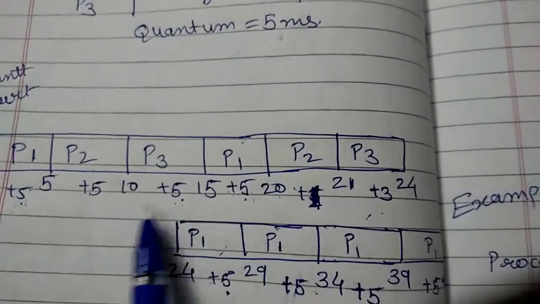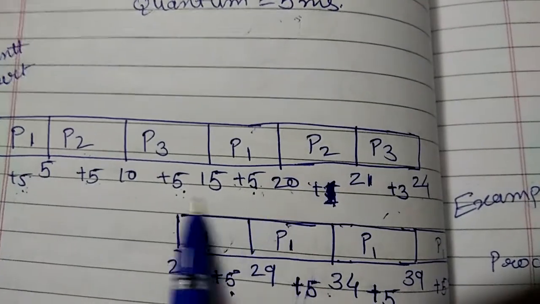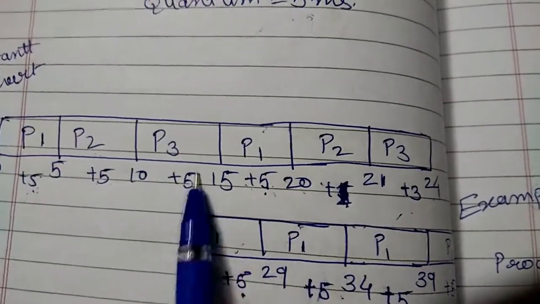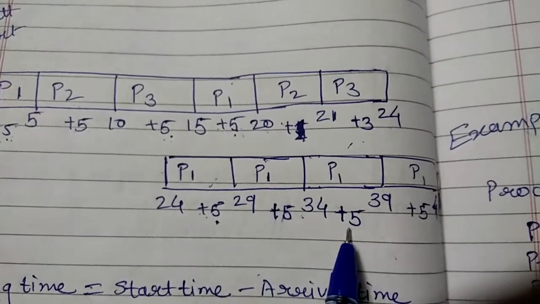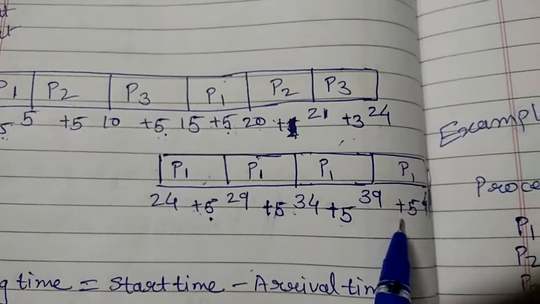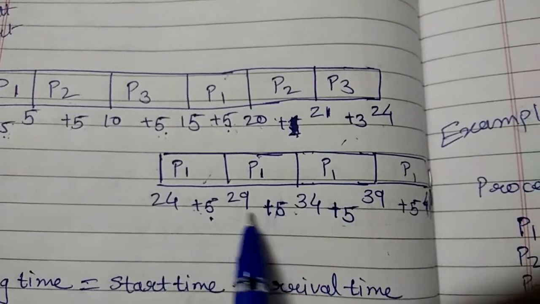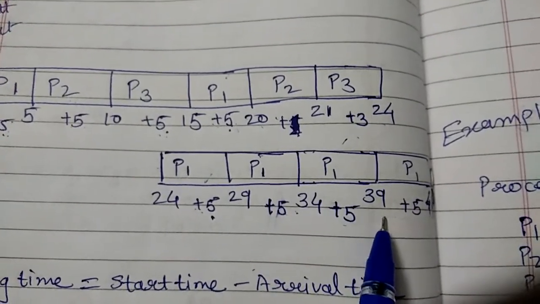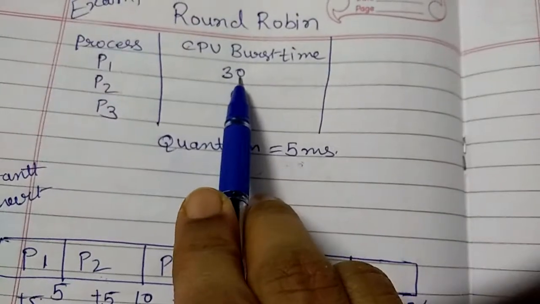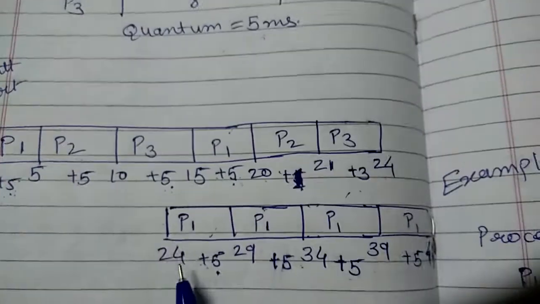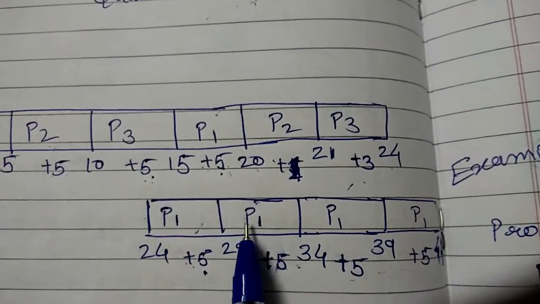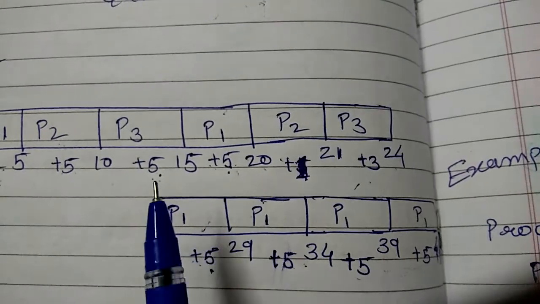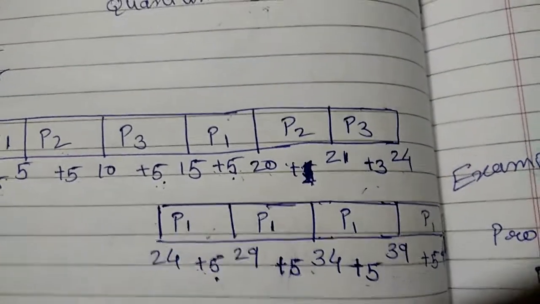So 10 seconds have already been utilized. Now how many more? 5 plus 5 plus 5 plus 5. That is 20 more seconds that need to be utilized by P1 to complete the 30 millisecond burst time. So this is how P1 finishes its execution in the round robin algorithm.